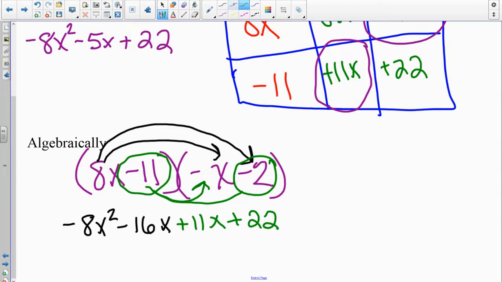So we're going to notice again that these two are the exact same terms or like terms, so we can actually combine them, add them together. So we'll get negative 8x squared, negative 16x plus 11x leaves me with negative 5x, and then we have the positive 22 at the end. So again, gets the exact same answer. You just get to decide which method you like the best.